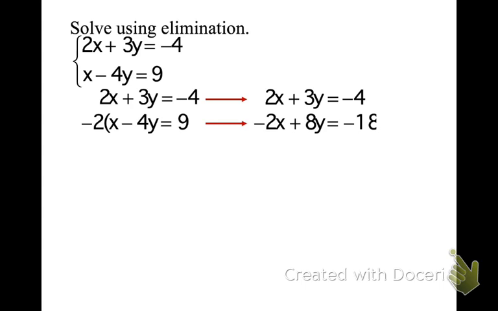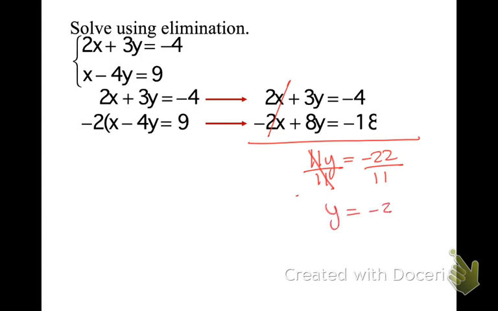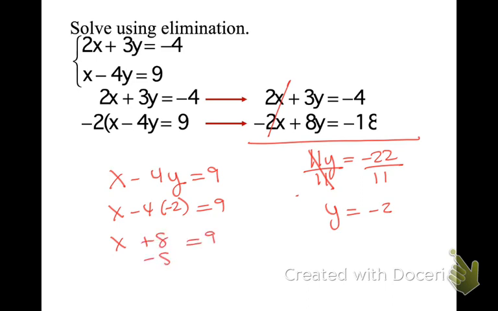Okay, so now what I've created is an additive inverse here. And I'm left with 11y equals negative 22. Divide by 11, divide by 11, and y is equal to negative 2. Go back to either original equation. x minus 4y equals 9. And I get x minus 4 times negative 2 equals 9. x plus 8 equals 9. Subtract 8. x equals 1. Ordered pair is 1, negative 2.